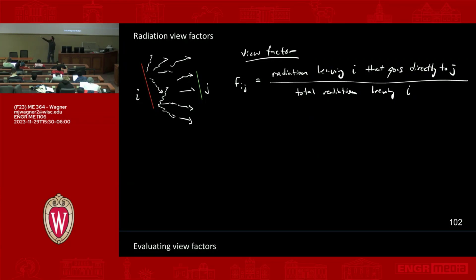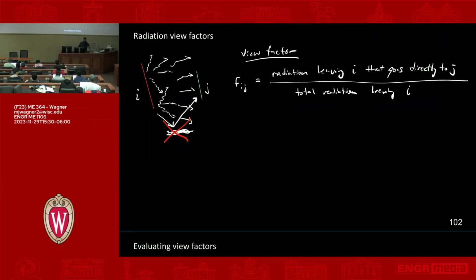The other thing I want to say is that it goes directly. Say we have some other surface down here. Radiation might hit that surface, reflect off, and then hit surface J. We don't count that in the view factor, so just make a red X through this. The view factor is what's directly going from one to the other. We will eventually account for that extra reflection when we get into radiosity and radiation exchange, but the view factor definition doesn't include it.